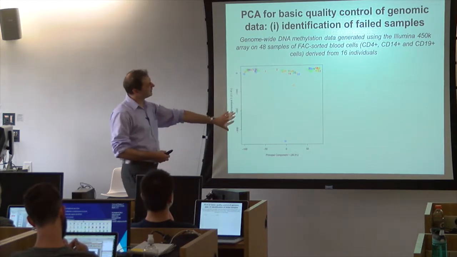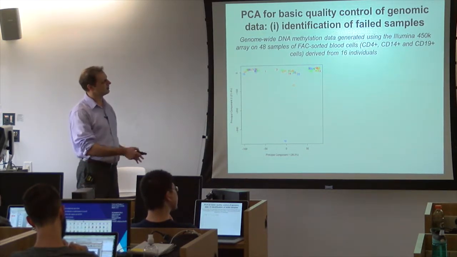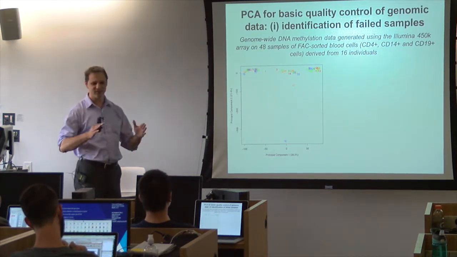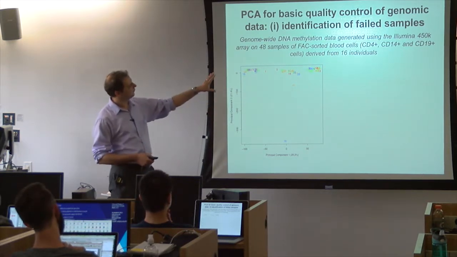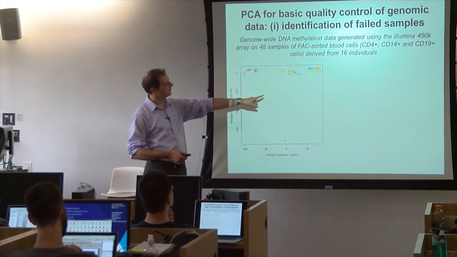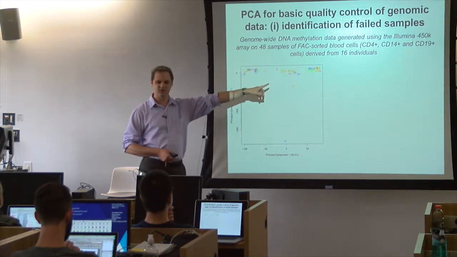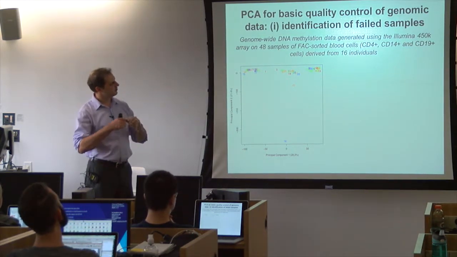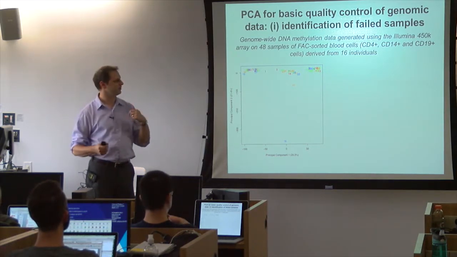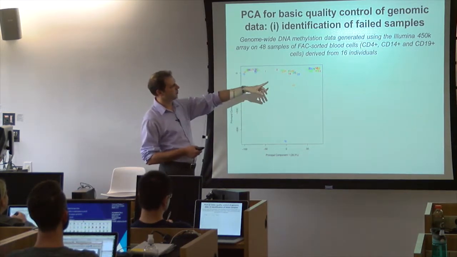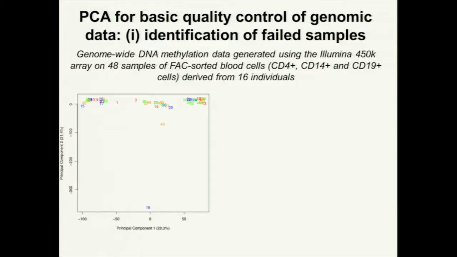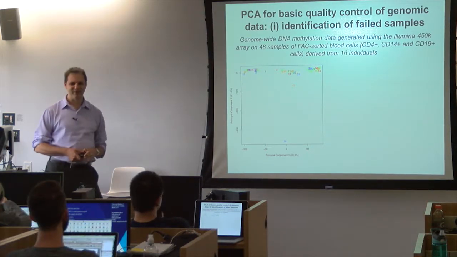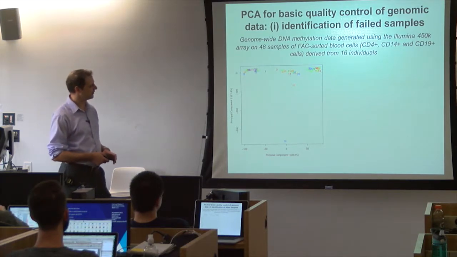And what we're looking at here is genome-wide methylation data generated using an array platform that looks at about 500,000 CpG sites across the genome. The particular experiment that was done here was 48 samples were analyzed, and these 48 samples were derived from 16 individuals. And in each individual, a blood sample had been taken and sorted into 3 blood cell subtypes: CD4 positive, CD14 positive, and CD19 positive cells. So 3 different fractions of peripheral blood. And I can't remember what this was in the context of, maybe a study on MS or something, I think, that I was helping a collaborator with.